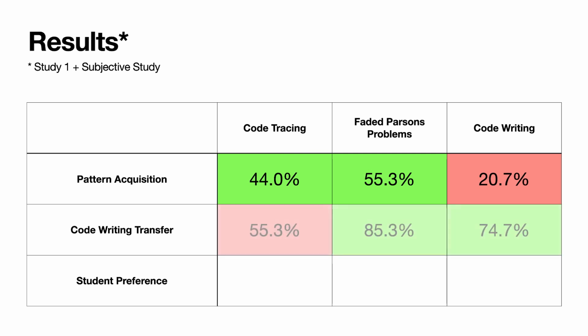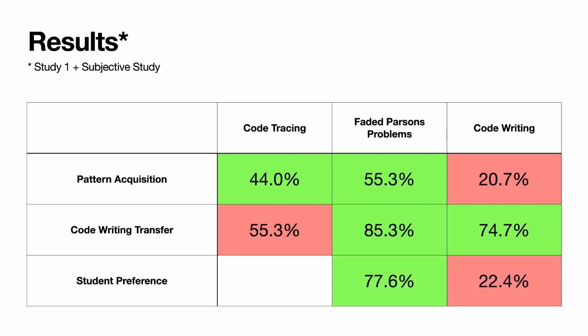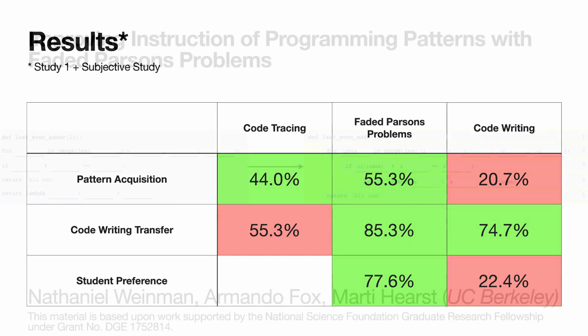For preparation to eventually write code, we found that both Faded Parsons Problems and code writing exercises are more effective than code tracing. Unlike code tracing exercises, in Faded Parsons Problems, students must still actively construct parts of the final program. Finally, we found that students preferred Faded Parsons Problems over code writing exercises. Students thought that Faded Parsons Problems were easier to solve and also helped them construct elegant solutions.